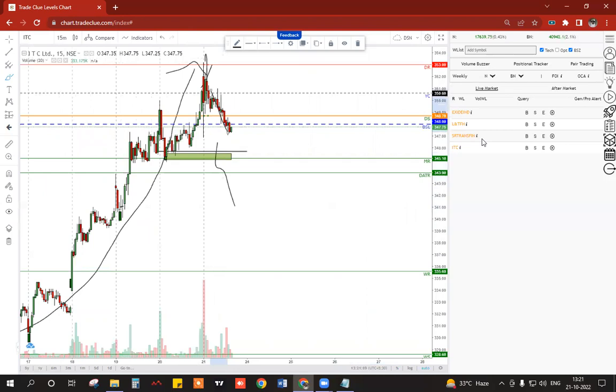We don't need a breakout in the later half, or if it sustains above or below it, we'll see how to take it. So basically ITC we'll avoid. Now we are remaining with SR Transfin.